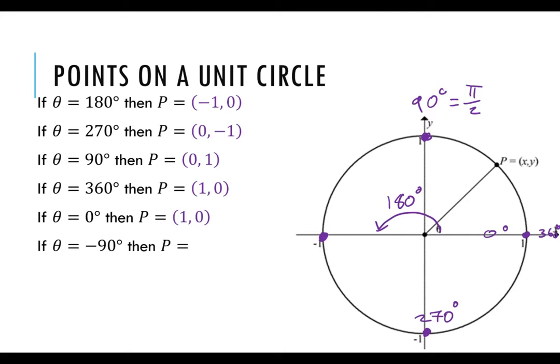Now remember that if theta is negative 90 degrees, that's actually a clockwise rotation. Since it's a clockwise rotation, it's going to go this direction, and that is the same as negative 90 degrees. So then the ordered pair is 0, negative 1.